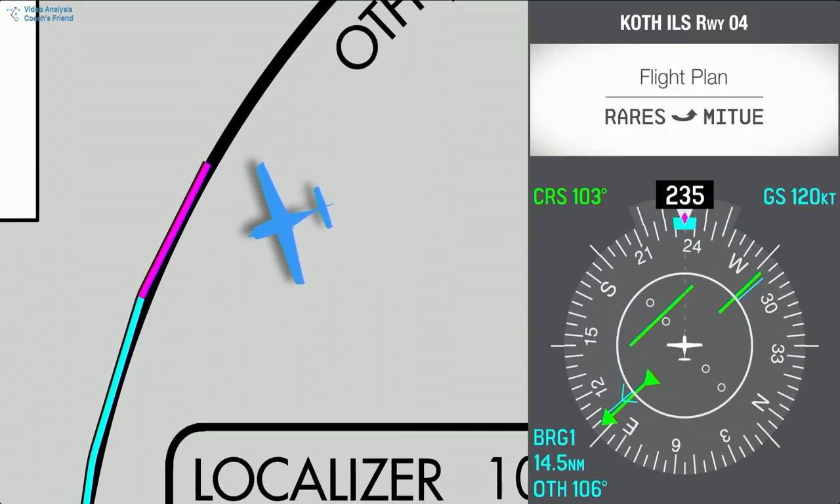Or inside, people will take a 45 degree intercept and you blow right through that arc. So inside corrections are small, outside corrections need to be big. And so you'll see here, I think I'm doing like a 20 degree intercept on the iPad. I'm going to turn to do my intercept. I'm turning inside the arc.